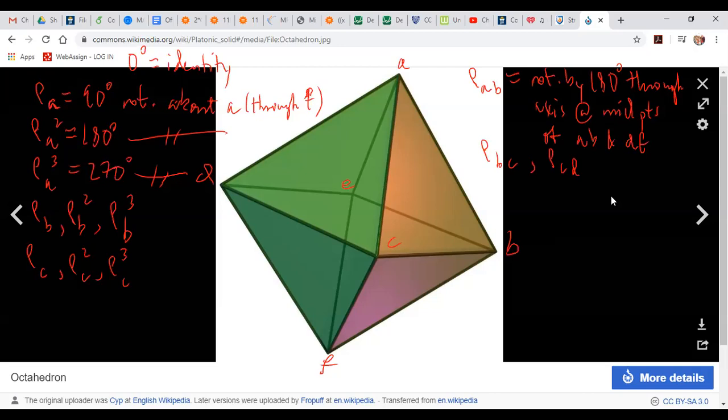Let's see, what else are we going to have? Okay, so we have our rotations through the axes at each one of these things. Let's make sure we didn't miss anything here. So through AF, that's rho A, rho B, rho C, okay? And then what did we have? Rho AB, rho BC, rho BD, okay?